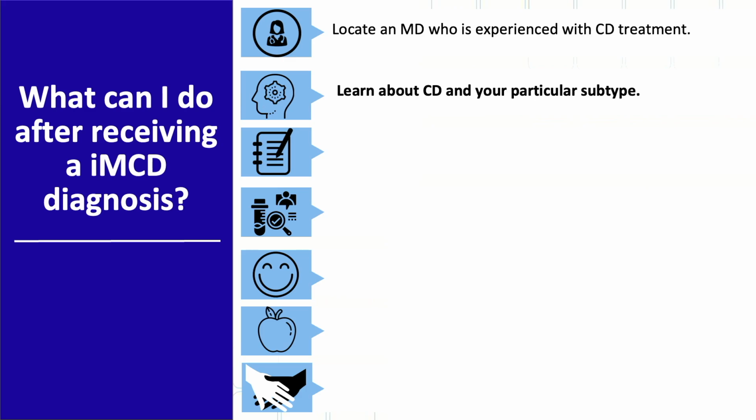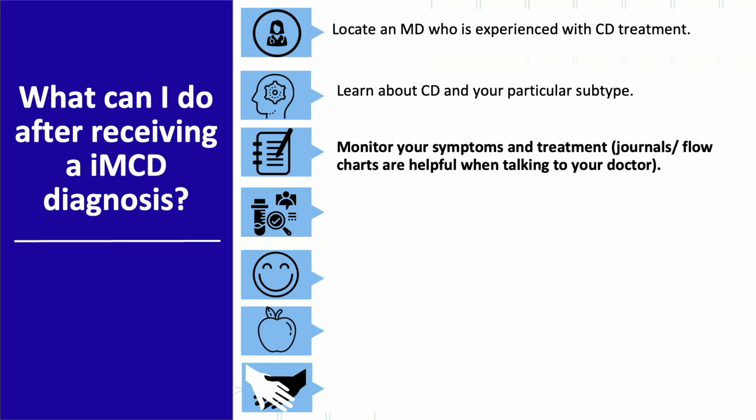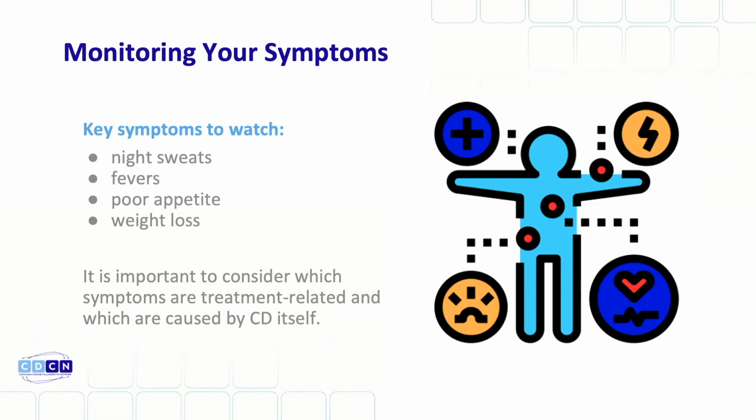Next slide. And so these are some things that you can do. The first thing you should do is to locate a doctor with experience with treating Castleman's. We can help you with that. Reach out to us, reach out to Madison. We can help you. Second is learn about your disease and your subtype. You guys are here, you're doing all the right stuff. Third is to monitor your symptoms and treatment. Track those things. I have a couple slides in a little bit to go through how I do tracking.